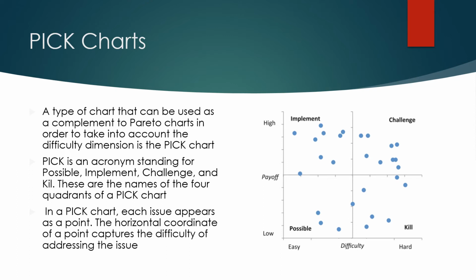These are the names of the four quadrants the chart has and categorizes issues into. In a PICK chart, each issue appears as a point, and the horizontal coordinate of a point captures the difficulty of addressing an issue. Different issues are graphed on this PICK chart and divided into four different quadrants, which are implement, challenge, possible, and kill, and accordingly those are graphed on the chart.